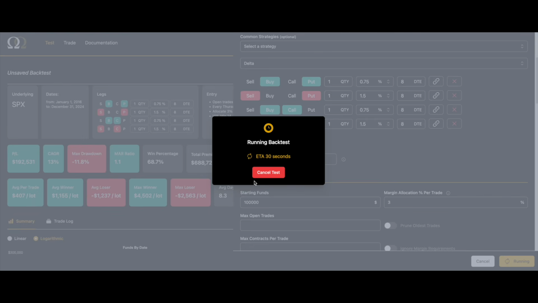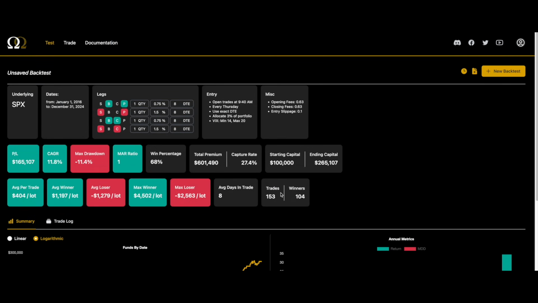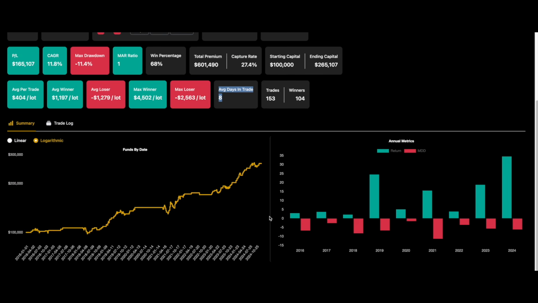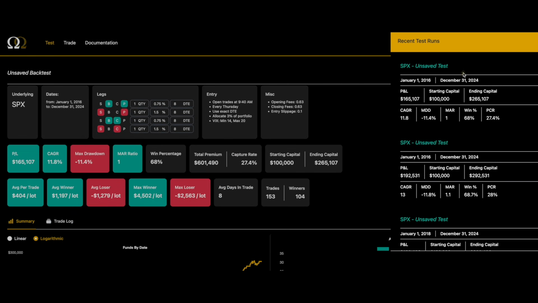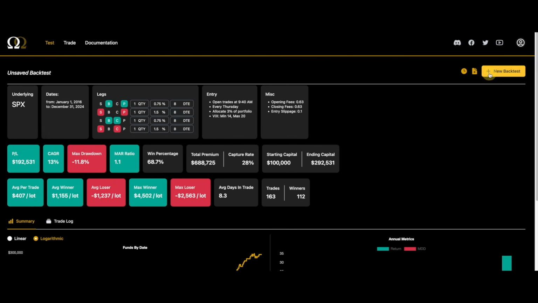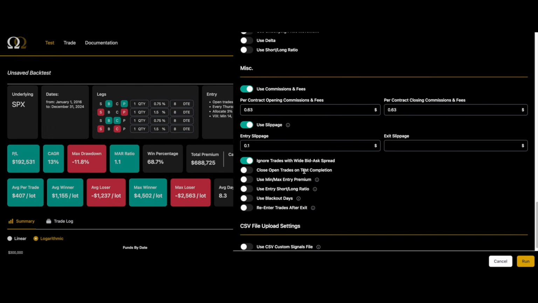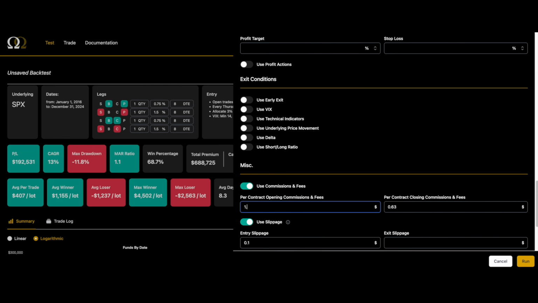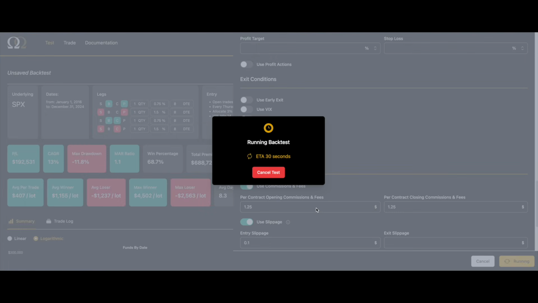So we'll run it again. But now we're up to 8 DTE for 9 years. Maybe I should have made that the title. So it does take a couple of the trades off, and your average days in trade are back down. We can click on the recent test runs and bring that bad boy back up. So yeah, kind of interesting. If you are really upset and concerned about fees and commissions, we can do more expensive fees and commissions. No problem. Just takes a few seconds.